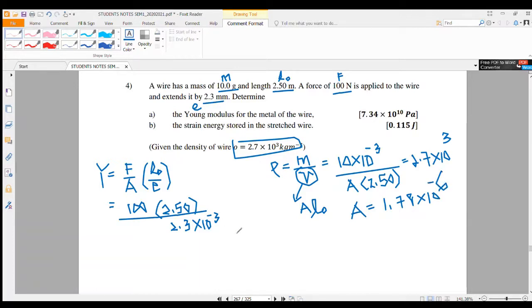Okay, so you substitute the area that you found just now into the equation. You substitute inside and then you will get the answer. The answer that you get is 7.34 times 10 to the power of 10 Pascal. Okay, so this is the Young modulus. Next is the next part of question number 4: the strain energy stored in the stretched wire.